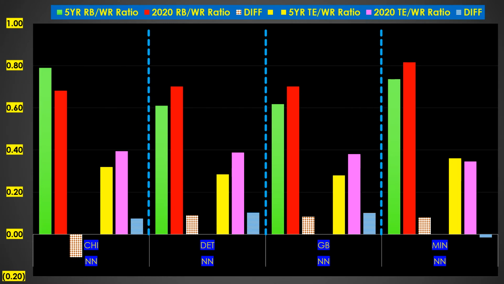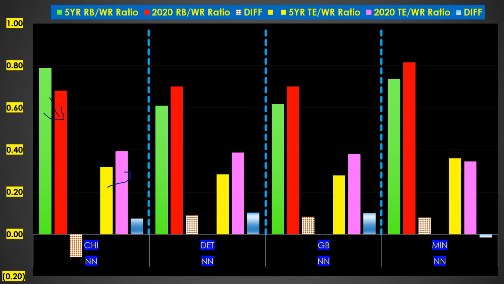NFC North, Chicago, Detroit, Green Bay, and Minnesota. Chicago declined, so a lot of times, even though I listed these first, I look, okay, it declined, increased. So rushing declined, and tight end uses increased in 2020. And you figure that Cole Kmet will take advantage of this and get more play.